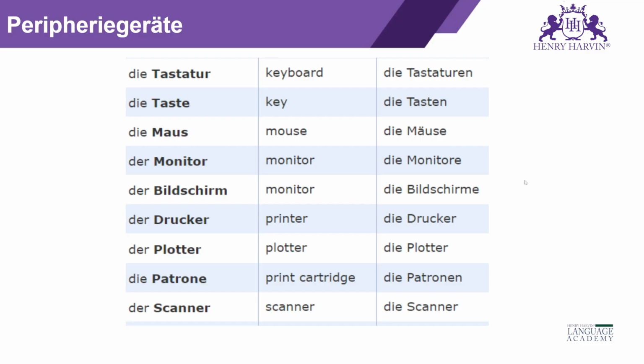Here are some of the equipments related to the computer. Like keyboard is called as Tastatur. Key as Taste, the Taste. Mouse, the mouse. Monitor, der monitor. Then again we can also say Bildschirm. Monitor also called as Bildschirm. Printer, that's Drucker. Plotter is der plotter. Print cartridge, that is the Patrone. Scanner is der scanner. Cable as das Kabel.